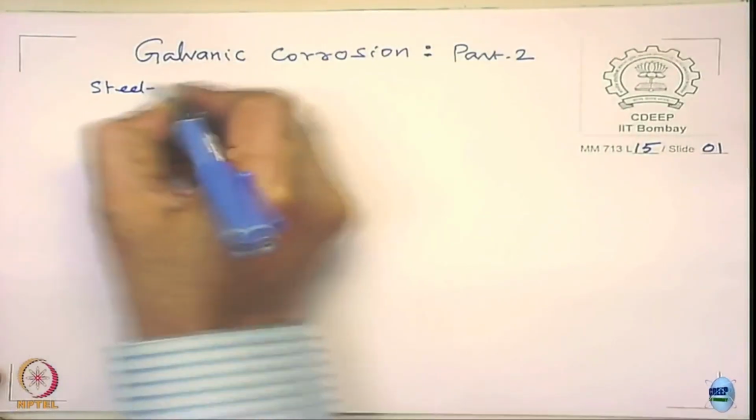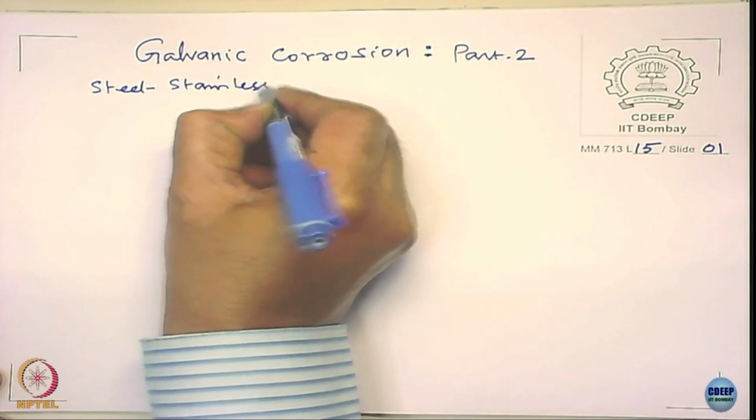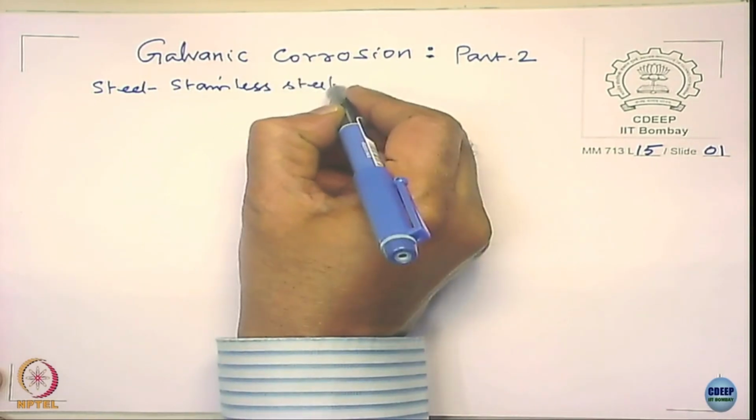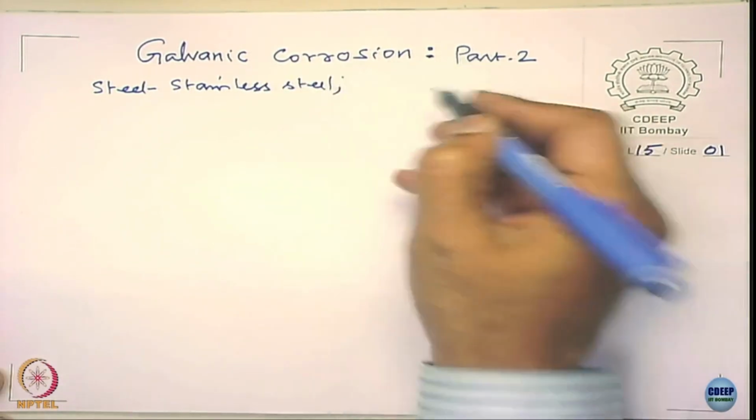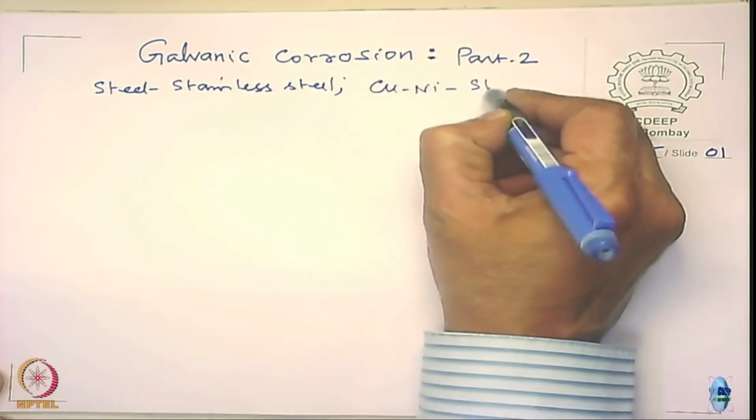In practice, we don't normally see a noble metal being shorted with active metals. We normally see metals which are generally active in nature. Some examples, practically, you will see: you may have, let's say, steel, you may have stainless steels, or you may have copper-nickel alloy. You can have steel.